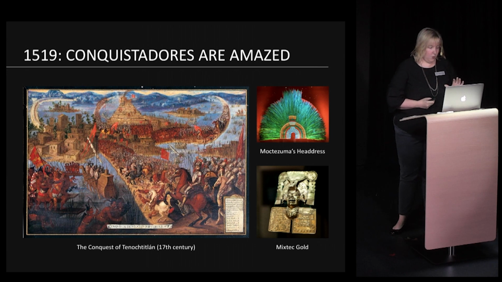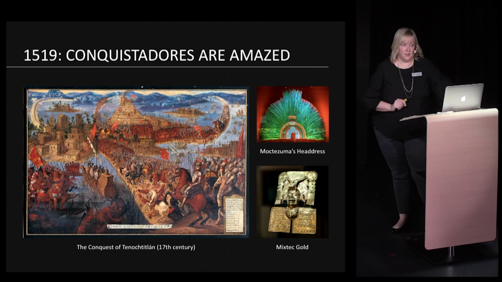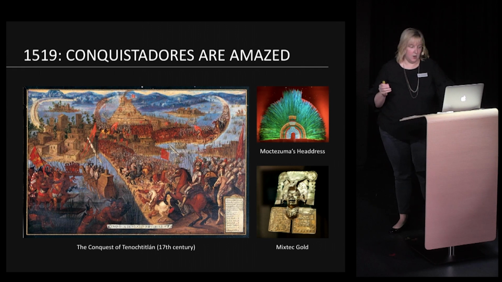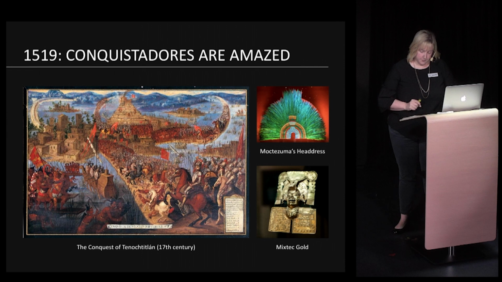And you can see that here. The conquistadors are absolutely amazed. And you can see some beautiful examples of some of the pieces there on the right, Moctezuma's headdress, the Mixtec gold. It was everywhere. So 4 things happen quite quickly, one after the other, after Cortez gets there.